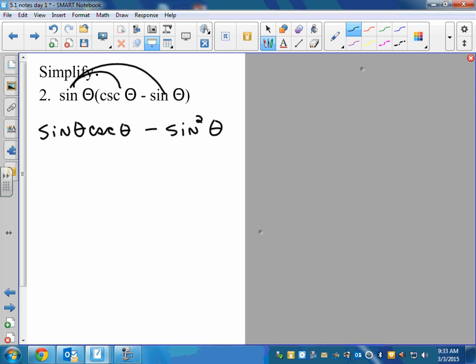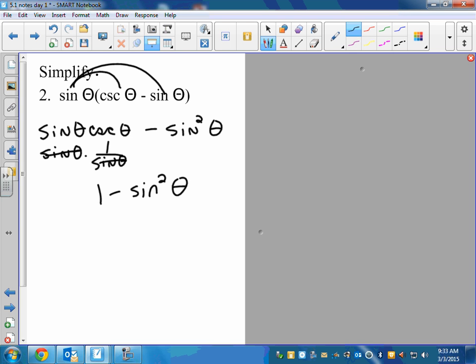So now the question is, can we simplify anything else? Can we simplify sine of theta times cosecant of theta? Could I rewrite cosecant of theta any way? What happens when I take sine of theta times 1 over sine of theta? Does it make sense that if I take a function times its reciprocal, I should always get 1 back? If it doesn't make sense, just write them in the same term. And I could say this is 1 minus sine squared theta.